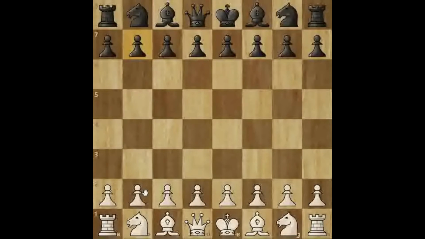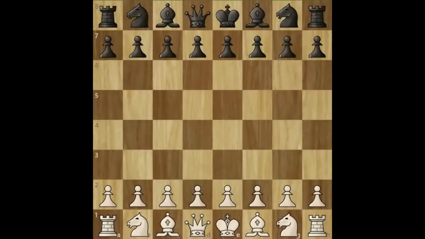So all of these identical looking pieces in the front are called the pawns. These two identical looking pieces are called the rooks or elephants. These two identical looking pieces are called horses, or you can also call them knights. These two pieces with a little plus sign in the middle are called the bishops. This crown looking piece is the queen, and this piece with the little plus sign on top of it is the king.